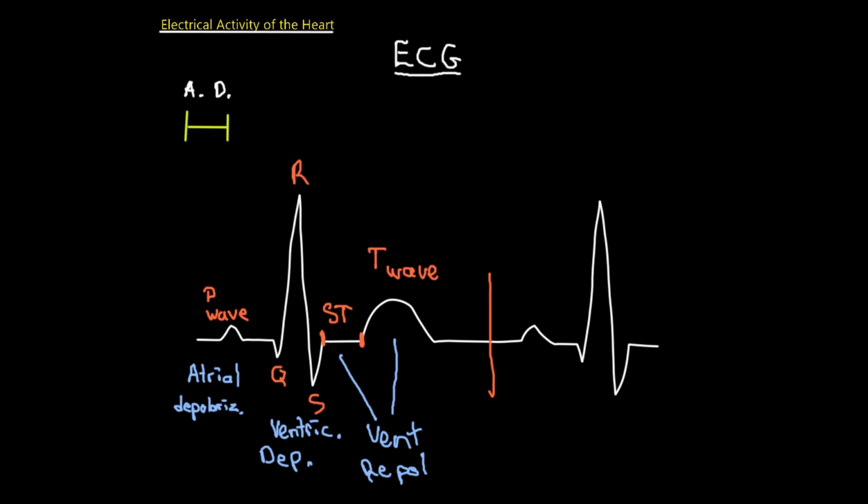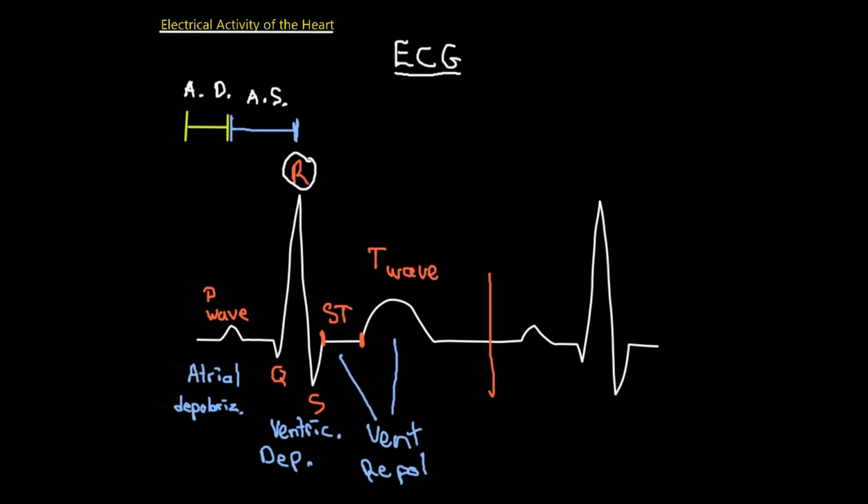Now, starting off from here, as soon as the P wave happens, or in the middle of the P wave, we are going to have atrial systole that goes all the way up to the middle of the QRS complex. So right here, it's going to be atrial systole. So atria contracts during this time between the P wave and the R part of the QRS complex.